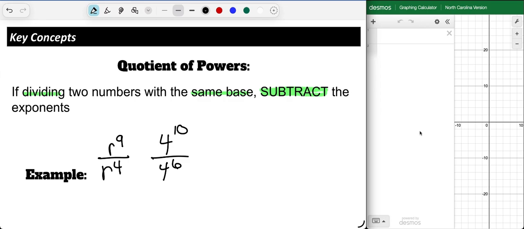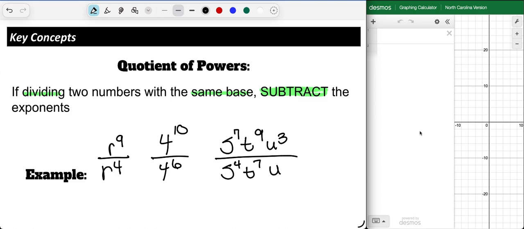A little bit harder problem will look similar to this: if we have s to the 7th, t to the ninth, and u to the third, all of that being divided by s to the fourth, t to the seventh, and just u.